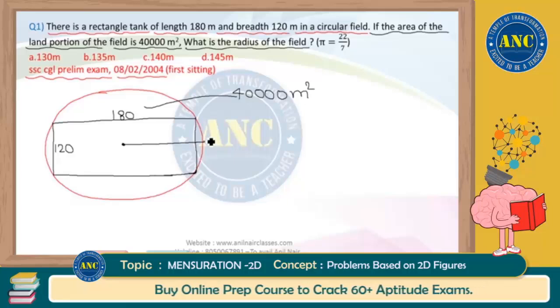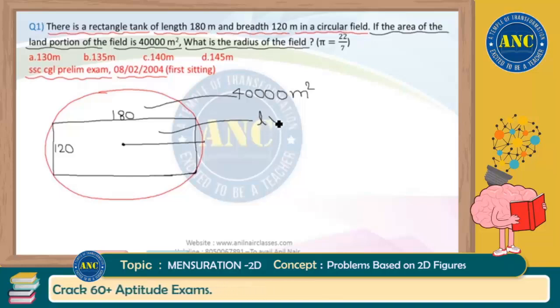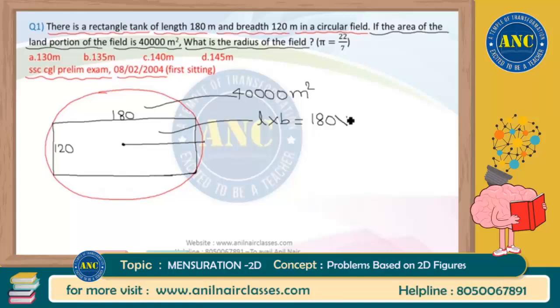Now listen to this carefully, sir. First of all, let us find out the area of the tank. The area of this tank is length into breadth. The length of the rectangular tank is 180 and the breadth is 120 respectively. 18 into 12 is 216, followed by 2 zeros.